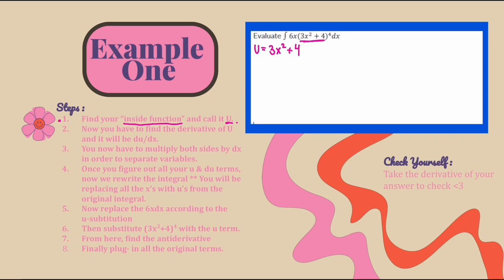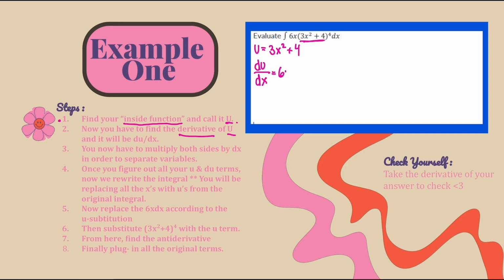Alright, so just a quick reminder of what's actually considered the inside function. It's going to be anything that's in a parentheses, inside a radical, the exponent of e, or a denominator. We have to find the derivative of u, and that will be called du over dx. So let's write that down, and we're going to have it equal.